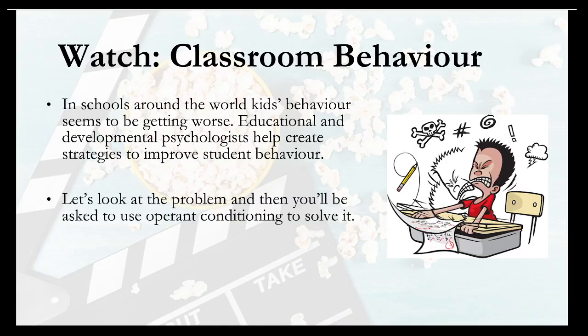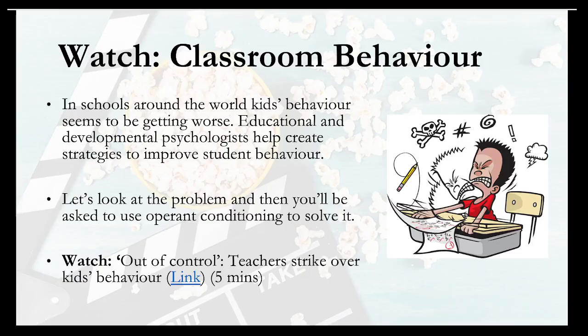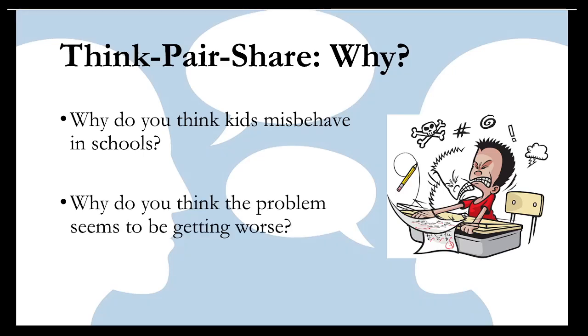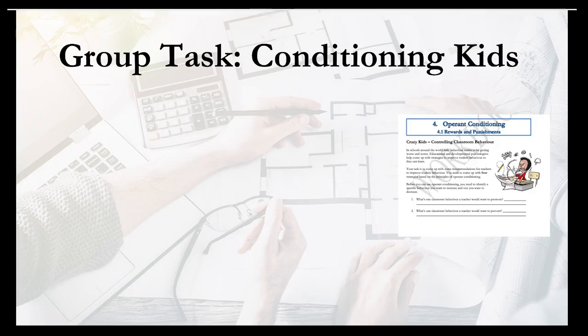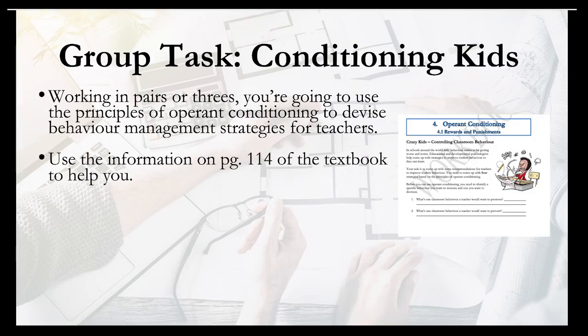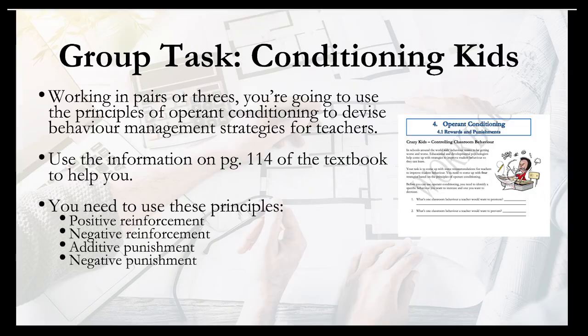So trying to hook students in, saying, look, we're trying to help students improve their behavior. You can watch the first 2 minutes of this, or you can watch the full 5 minutes to get the full extent of the issue. It's basically out of control behavior. And think, pair, share. Why do you think the problem's getting worse? And then we can see, okay, can we use operant conditioning to create behavior management strategies for teachers? So this is not only getting them to comprehend operant conditioning, it's also really practice for that applied short answer question, section B of paper 1. Encourage them to use those 4 principles.